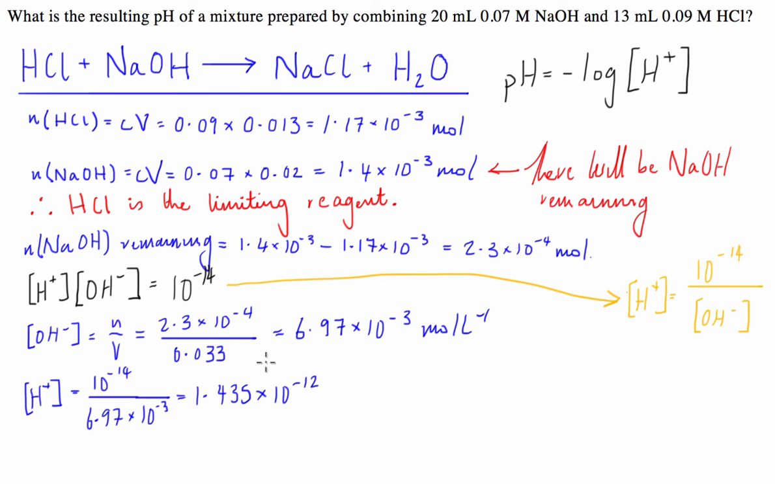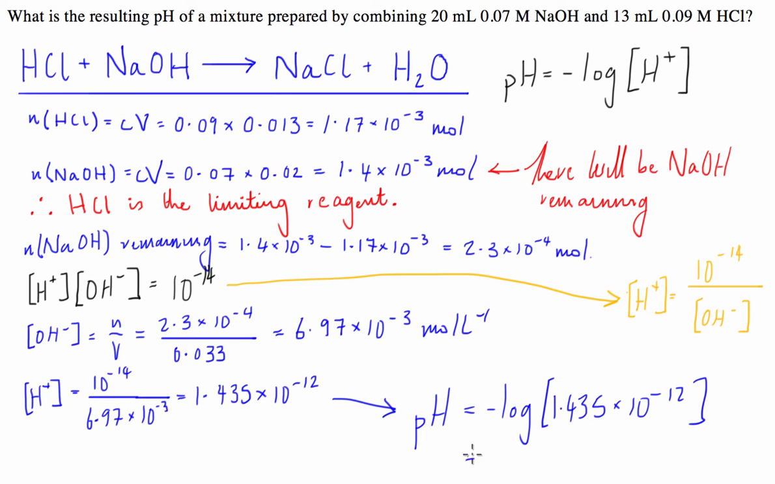Cool. So finally, we can then just go, the resulting pH of this solution is going to be the negative log of 1.435 times 10 to the negative 12, which is equal to 11.84. So what that means is, it means we're going to be ending up with obviously a basic solution.